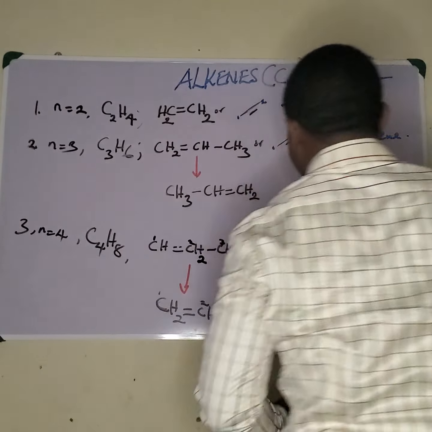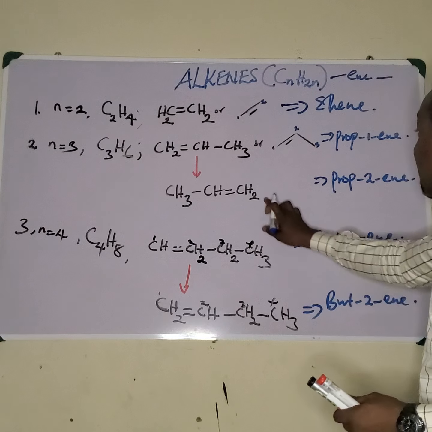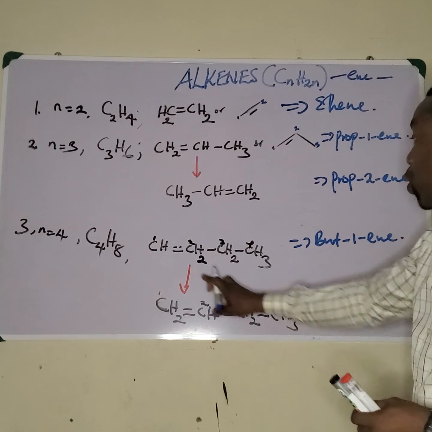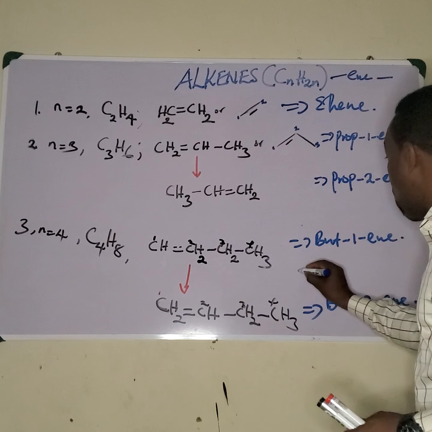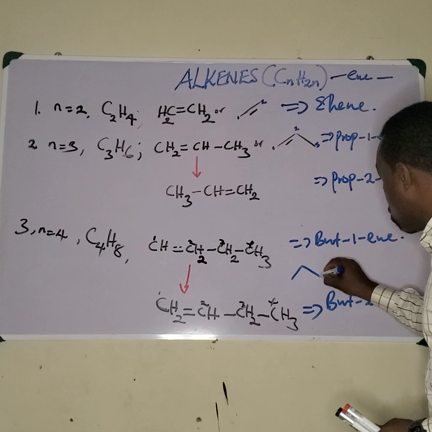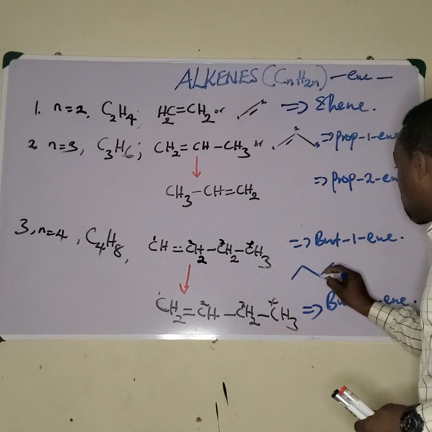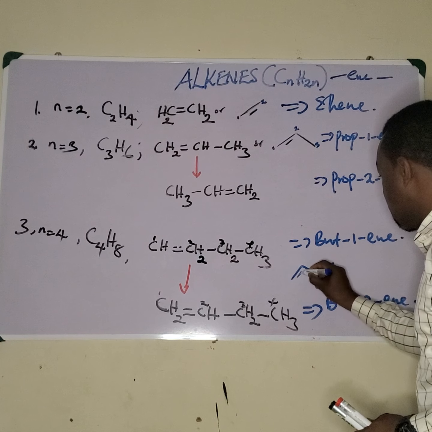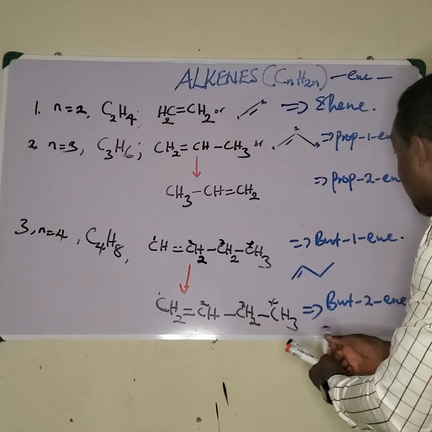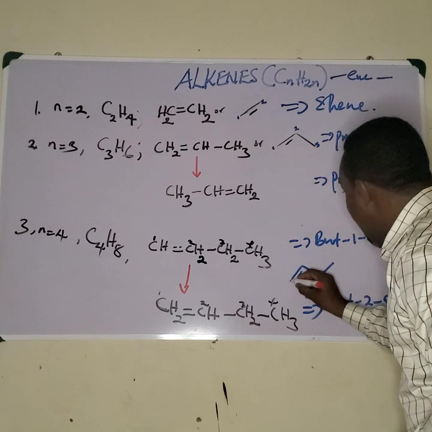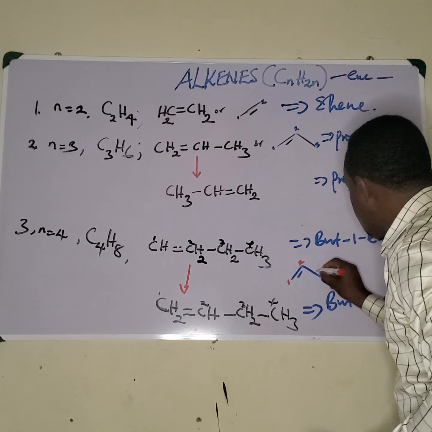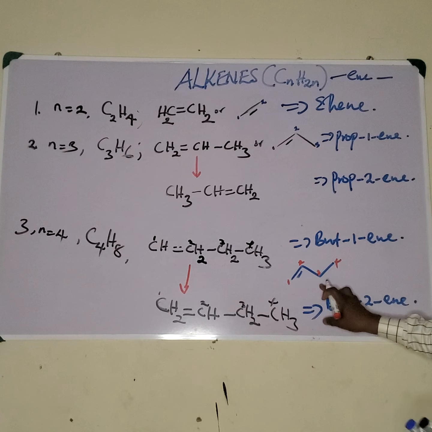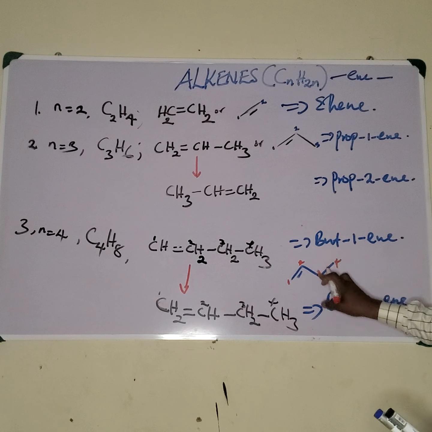So I can still express these ones in their skeletal structure. So we have 1, 2, 3, 4 carbon atoms. The first one that has this double bond is this. So it simply means that I have 1, 2, 3, and 4. Wherever you see this is a branch where a carbon atom is present. So we have 1, 2, 3, 4.